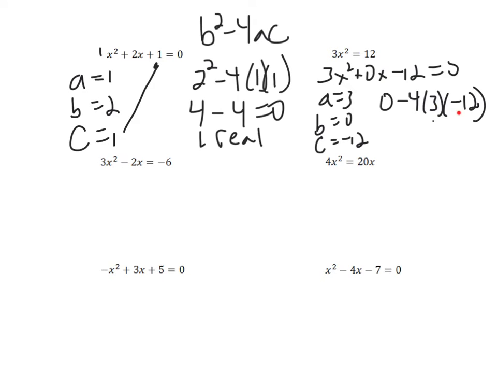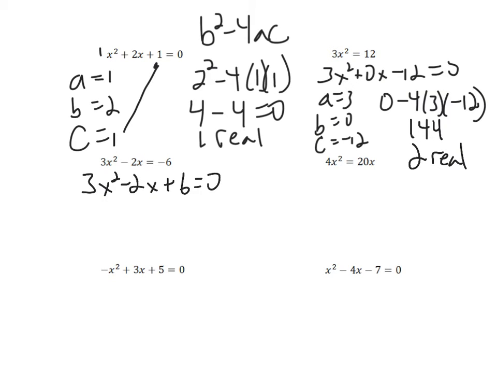Then negative 12 times negative 12 is positive 144. So because it's positive, I know there's two real solutions. Okay. This one, 3x squared minus 2x plus 6.